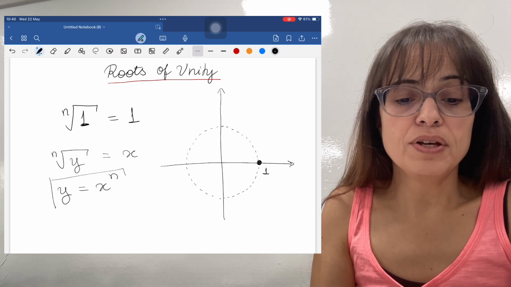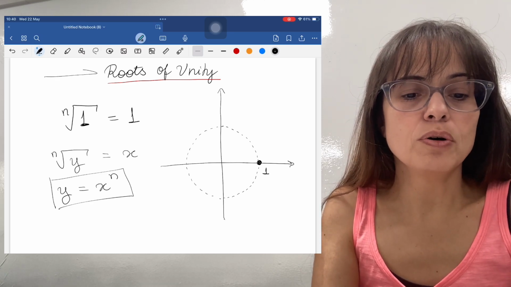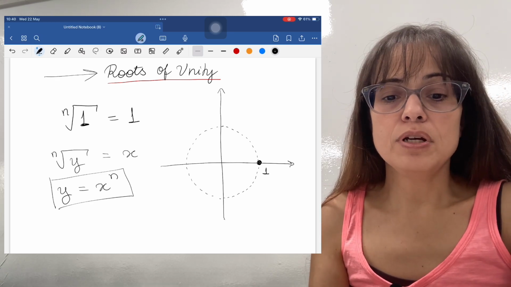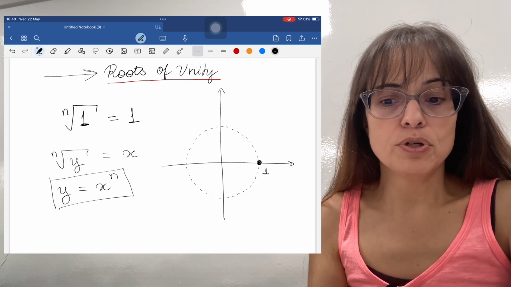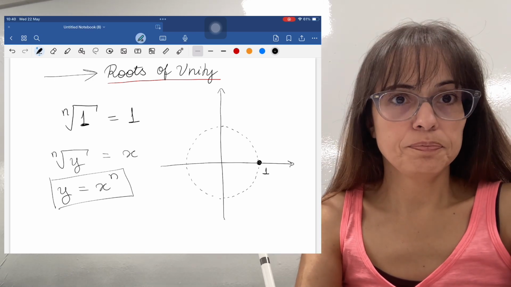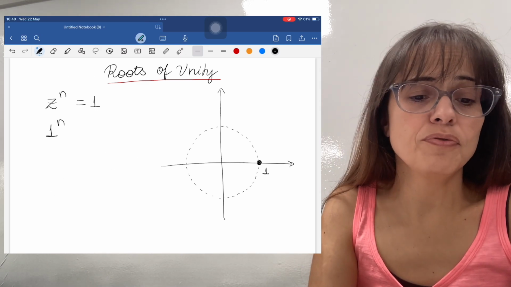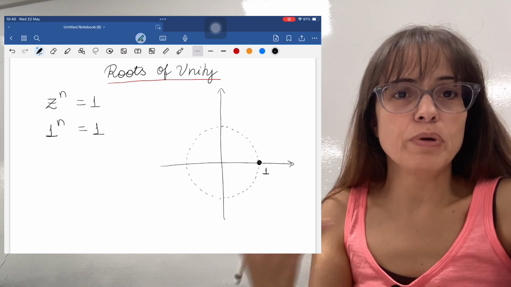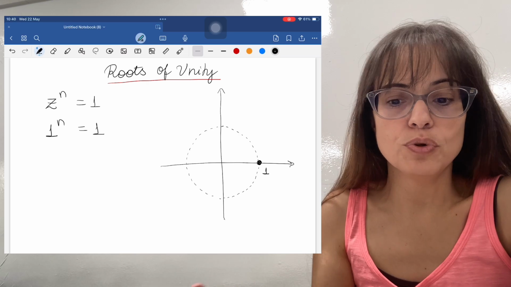And it is a lot more in this sense that we are going to talk about the roots of unity. I am interested in what complex numbers to the power of n are equal to 1. Of course, 1 to the power of n is always going to be equal to 1, no matter the value of the n that you are using.